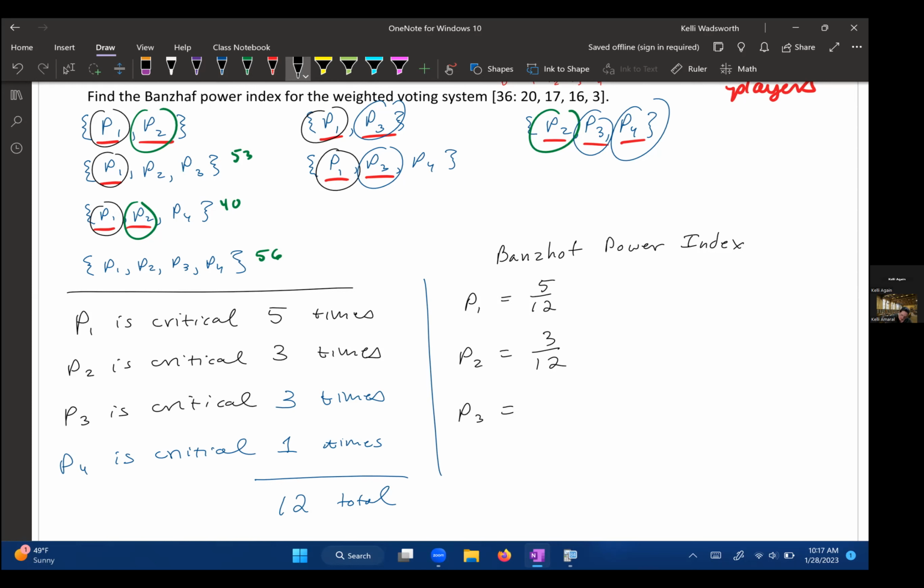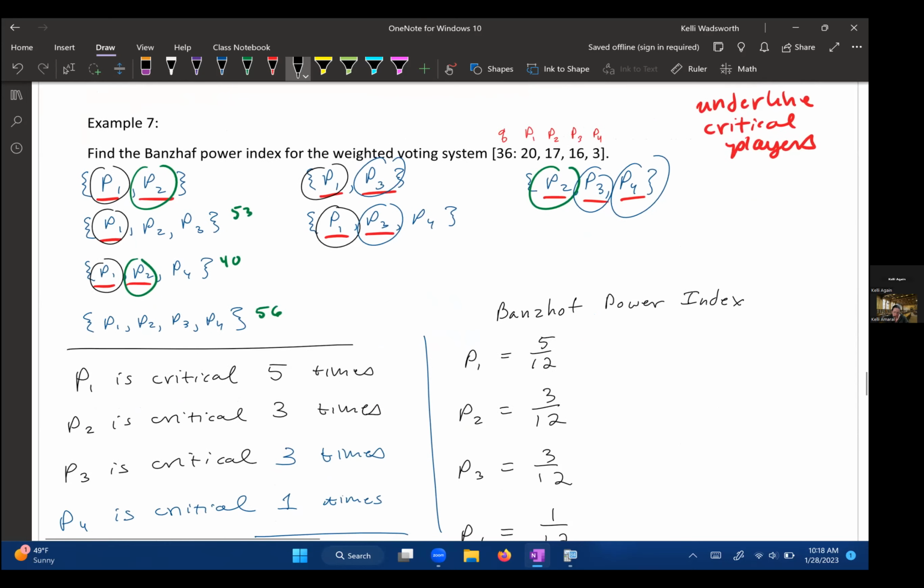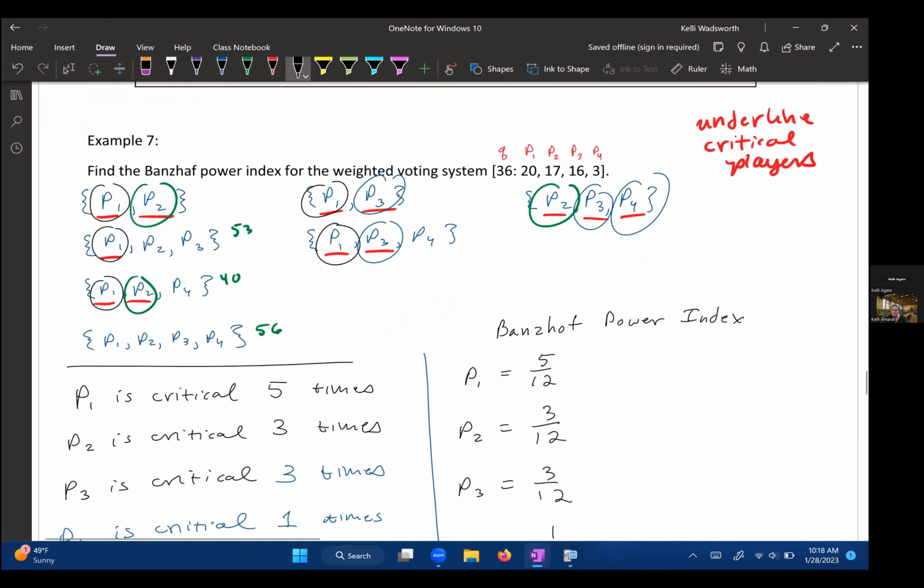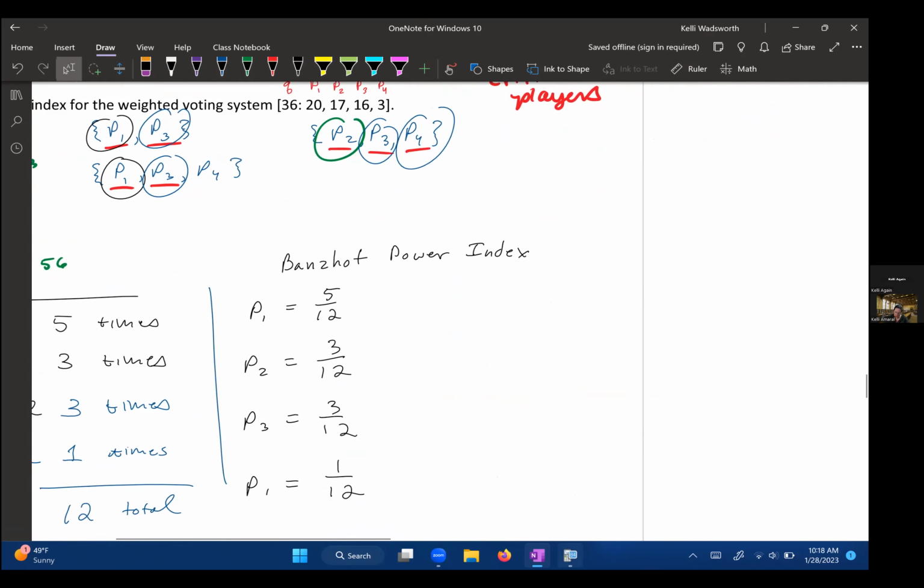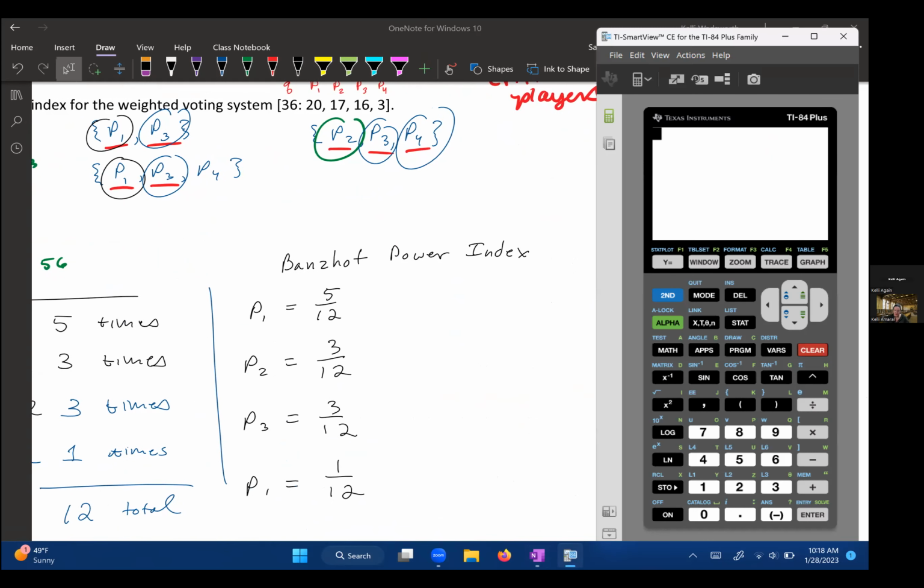Player 3 is also 3 out of 12, and player 1 is 1 out of 12. Okay, so those are the Banzhaf power indexes, or indices, as fractions. We could do decimals, or we could even do percents, right? So let me slide this over, bring up the calculator here. So let's look at the decimals.